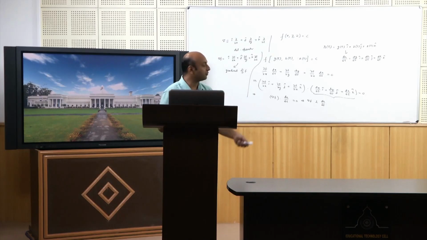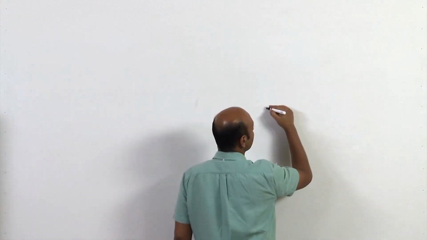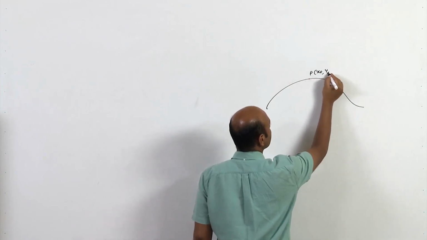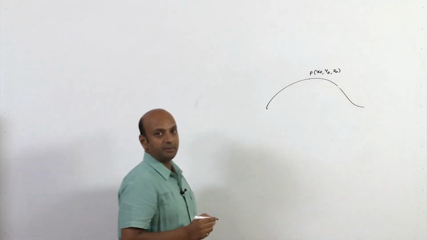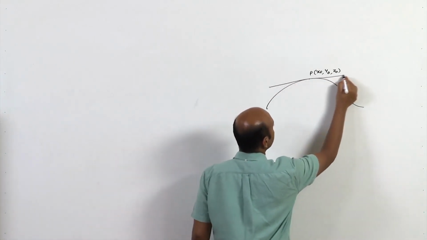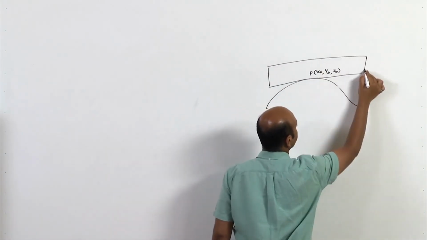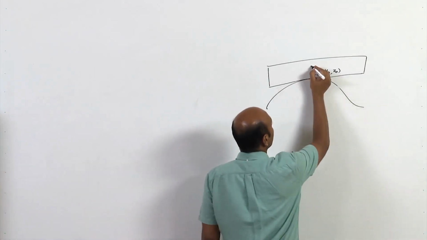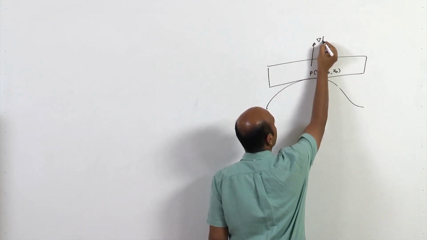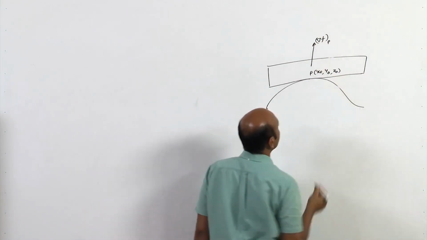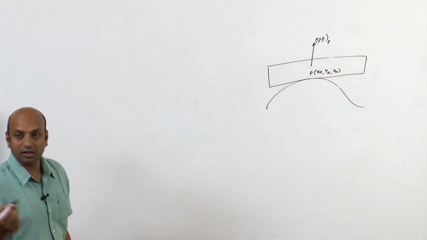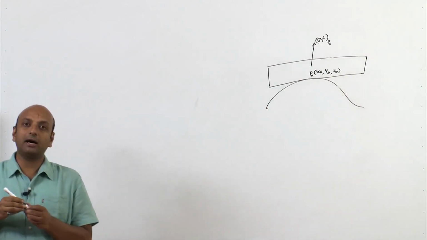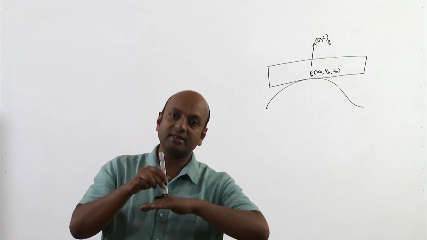Now, how can you find the equation of tangent plane and normal line? Suppose this is a surface. At some point p, which is x naught, y naught, z naught, you are interested in finding the equation of the tangent plane at this point. The gradient of f at p naught will be a vector normal to the surface at p naught.